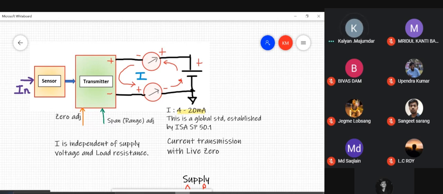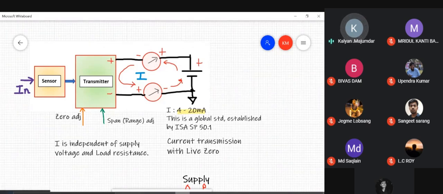Why current? There are certain advantages. I'm not coming to that right now. But it was decided that the output of a transmitter will not be a voltage, it will be a current signal. Well, now the question is, what would be this current signal? Whether it is 0 to 100 milliamperes, whether 0 to 10 milliamperes, or what would be the range of this particular current signal?